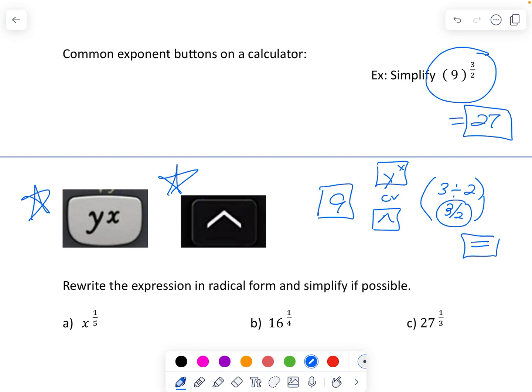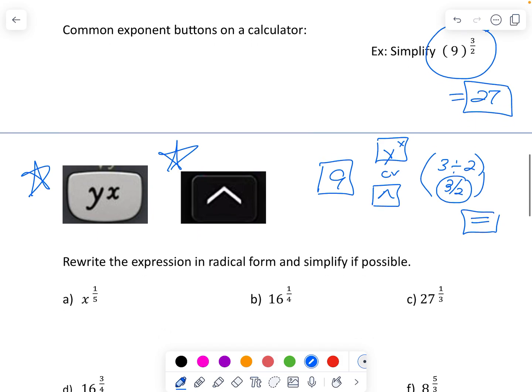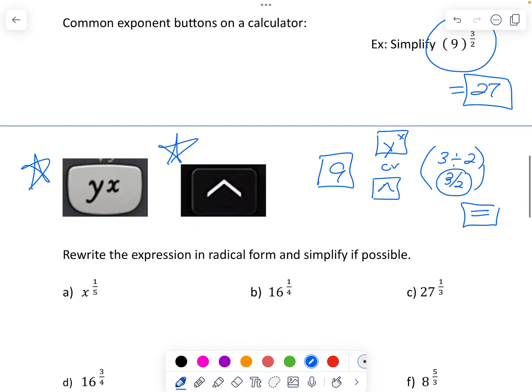So we're going to make sure everybody knows how to do that, and if you're looking at this because you were absent, don't worry. When you get back to class, I will make sure you know how to use your calculator.